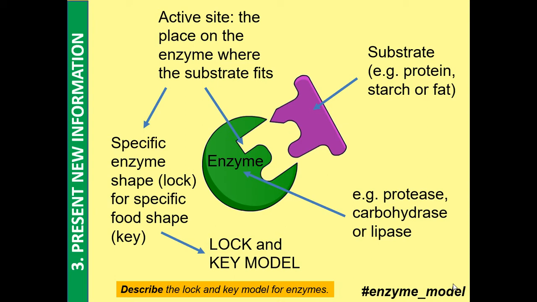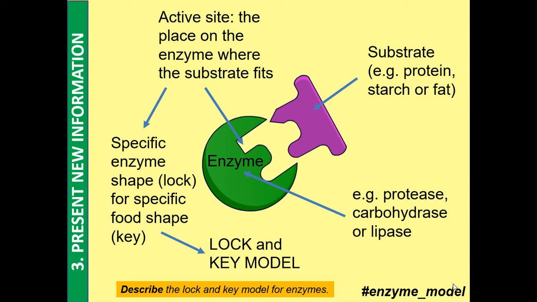And it fits in at a place called the active site, and you can see that actually this substrate won't fit into this enzyme because the shape of the substrate is not complementary to the shape of the enzyme. Okay, we call this the lock and key model or the lock and key theory, and it's this idea that the substrate must be specific to the enzyme. Okay, they are specific to each other.